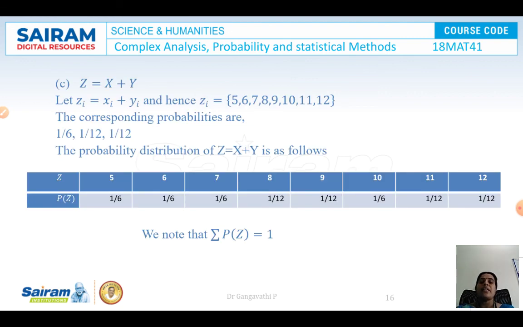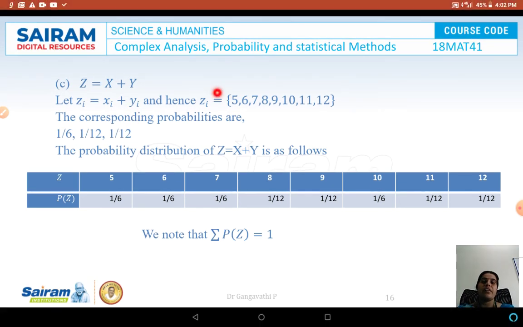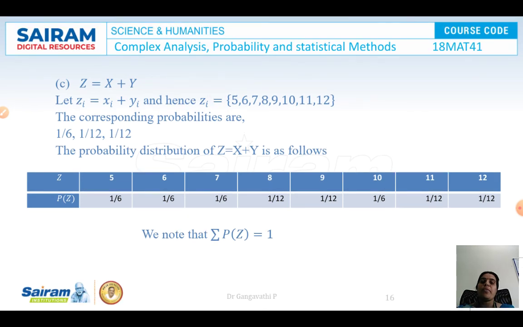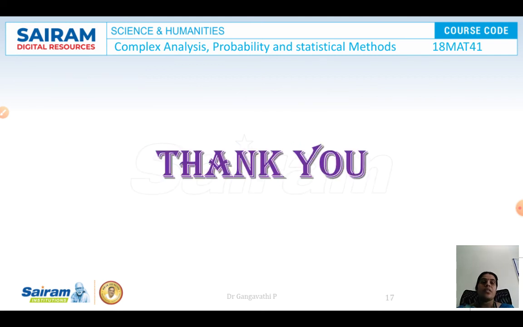And now z is equal to x plus y has been given. Since there are more values of x and y, I'll take zi equal to xi plus yi, where i takes these values, and the corresponding probability values are also to be obtained. The respective probability values are 1 by 2, 1 by 6, 1 by 12 and 1 by 12. So we can write down the distribution table like this, and we can verify that the sum of P of Z is equal to 1. So this is how we have to work out the problems on joint probability distributions.